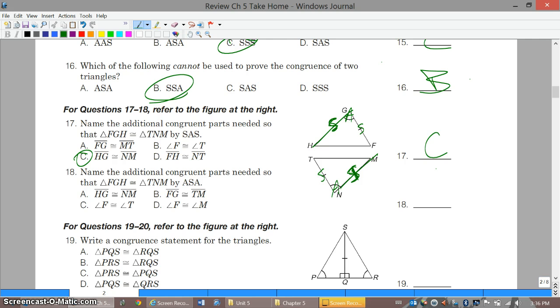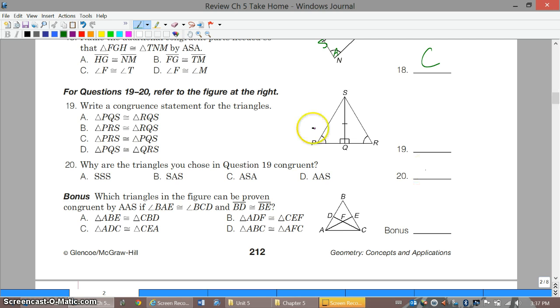Need the additional parts so that they're congruent by ASA. Same triangles. We're going by ASA now. ASA, A, S, A, and we want the S to be in the middle, so we're going to go down here and then over here, so F and T, so that S is included in those two angles, F and T, angle F and T.